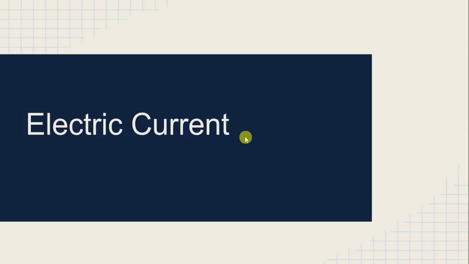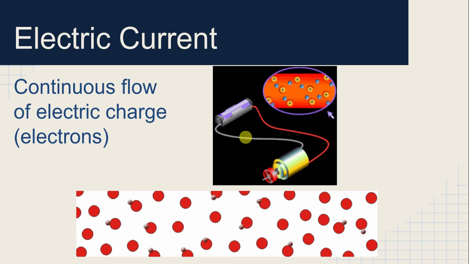All right, I'm sure you have an awesome definition written down. Let's see how close you were to the real thing. If you think about our energy unit, we defined electric energy or electricity as energy from the flow of electrons. That flow of electrons is what we call electric current.